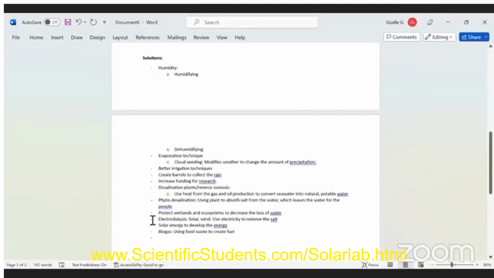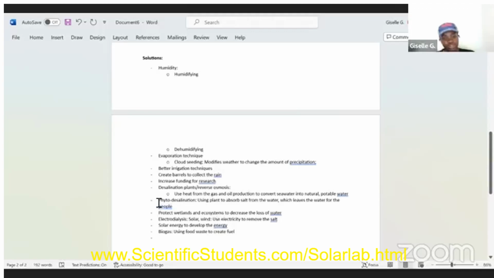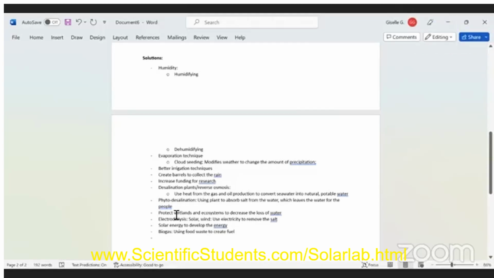Another one we thought of was phytodesalination. It was a technique where plants absorb the salt from the water and the water will be desalinated. So the plant only takes the salt and leaves the water. So the water will be safe to drink for the people, and it is less in cost. It won't take a lot of cost for them. Those were my ideas.